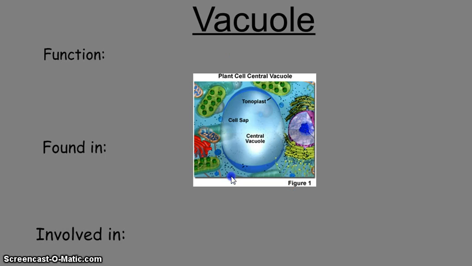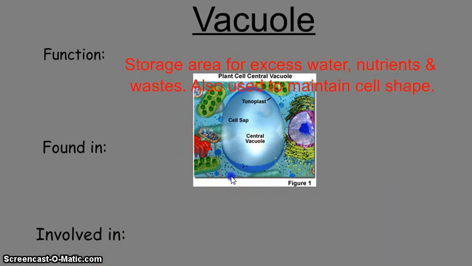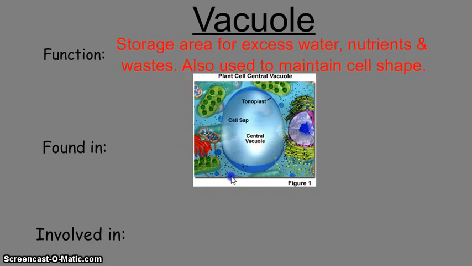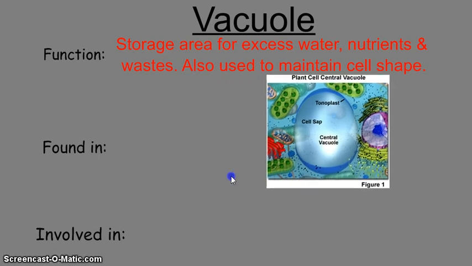The vacuole. The vacuole is a big, huge open storage space for excess water, nutrients, and wastes. It's used to maintain cell shape. There are a lot of uses for the vacuole, but it looks like a big, huge bubble inside the cell.